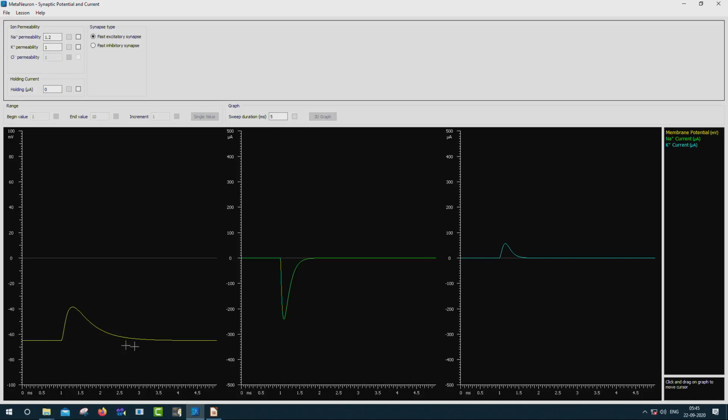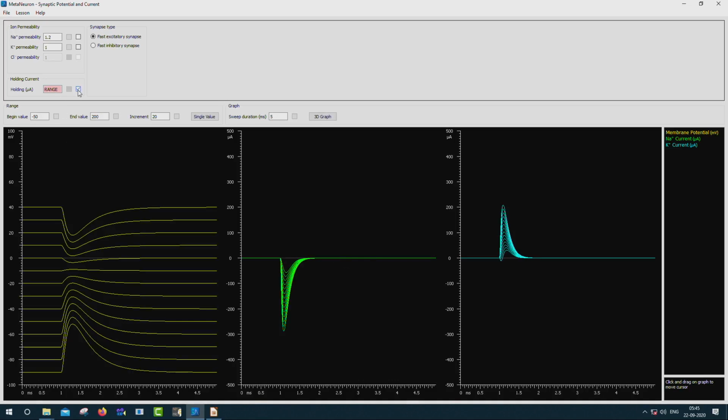So this is the EPSP, what we showed earlier. The sodium current is a current going inside. The potassium current is a current going outside. So the holding current right now is 0. If we use a range over here, we can very easily see where the membrane potential reverses for an EPSP. This is a fast EPSP, as I mentioned, a fast excitatory synapse.